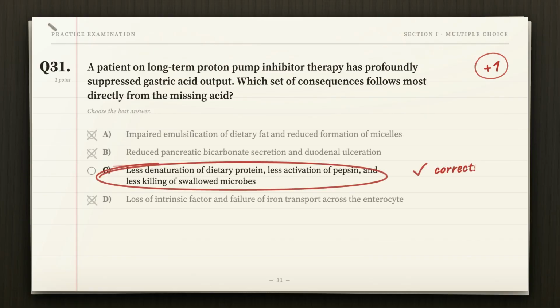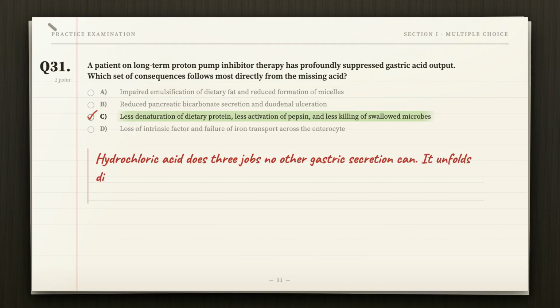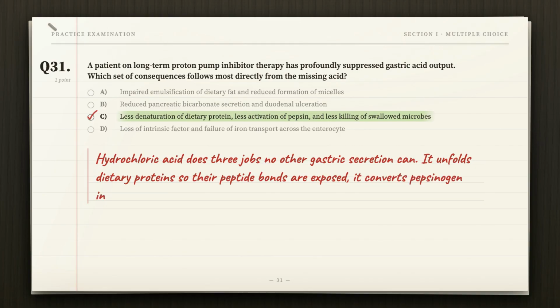The correct answer is C. Less denaturation of dietary protein, less activation of pepsin, and less killing of swallowed microbes. C is correct because hydrochloric acid does 3 jobs no other gastric secretion can. It unfolds dietary protein so their peptide bonds are exposed. It converts pepsinogen into active pepsin and maintains the low pH pepsin requires, and it sterilizes the meal by killing most ingested bacteria. Removing the acid removes all 3 at once.